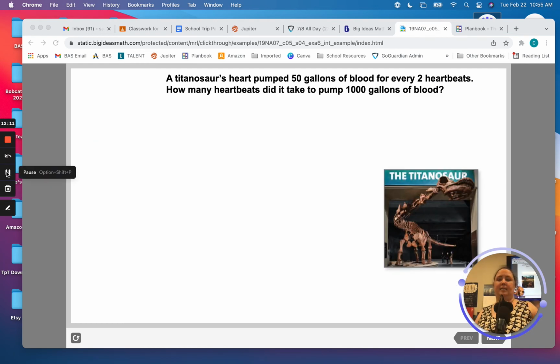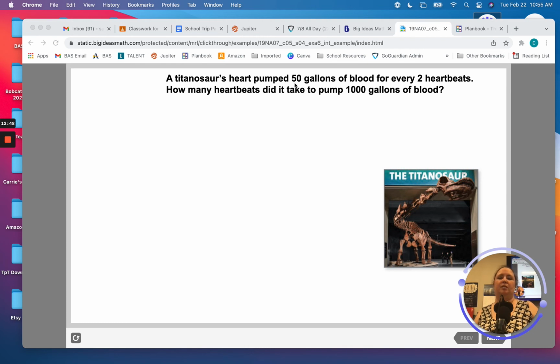All right, a titanosaur's heart pumped 50 gallons of blood for every 2 heartbeats. How many heartbeats does it take to pump 1,000 gallons of blood? So how would I set this up in fractions? Go for it. Come on, give it a try. Don't be shy. Just pick a fraction. Use these numbers. Make a fraction.